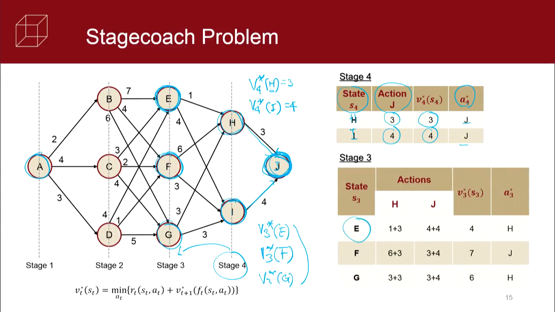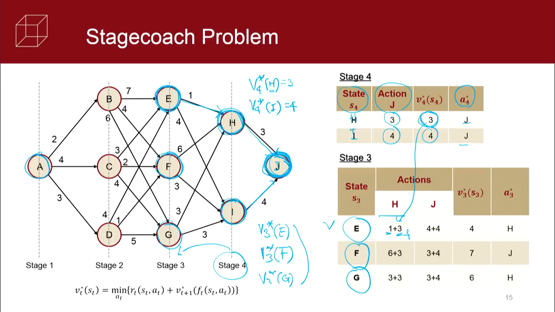So given this state, let's think about the state E. If you choose H as a node to visit next, it takes 1 day to get to H. And you already calculated the length of the shortest path from H to J. H to J is equal to 3. So that comes to 3 plus 1, which is equal to 4.